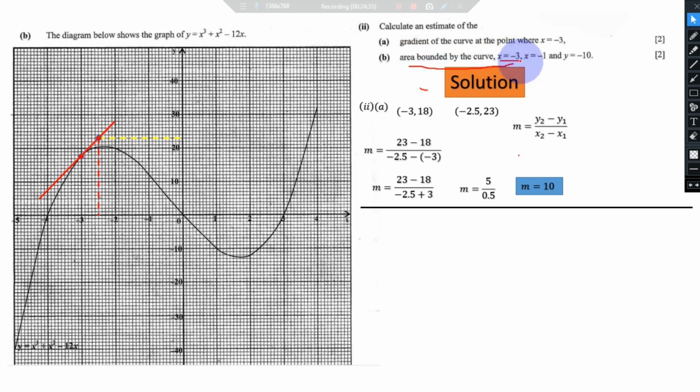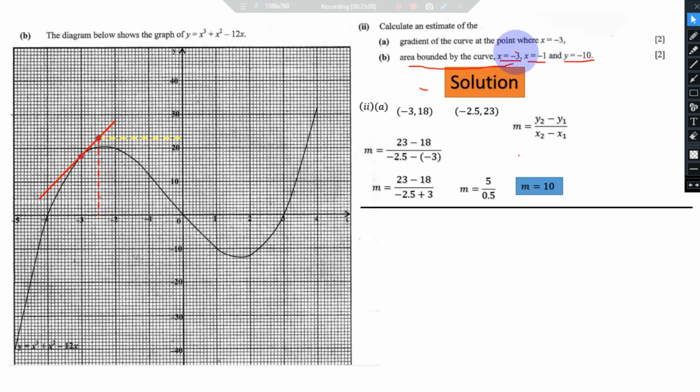Then we have x equals negative 3, x equals negative 1, then y equals negative 10. In this case, when you are finding area, it's very important that you make those boundaries. So you've been given limitations. You don't just find the area anyhow. You have limitations, these are acting like a fence. If you have a plot and there is a fence, you cannot go beyond that. So let us create our fences for those.